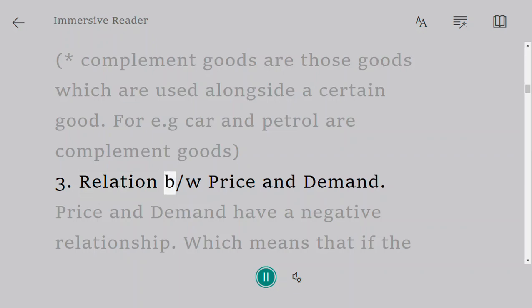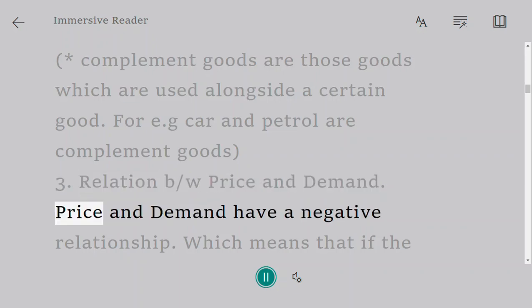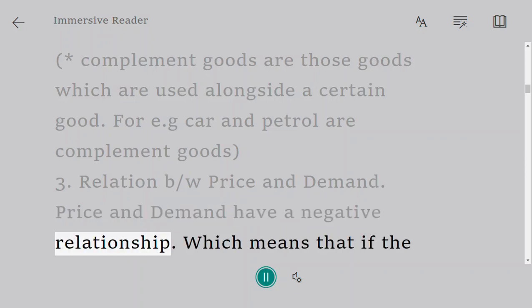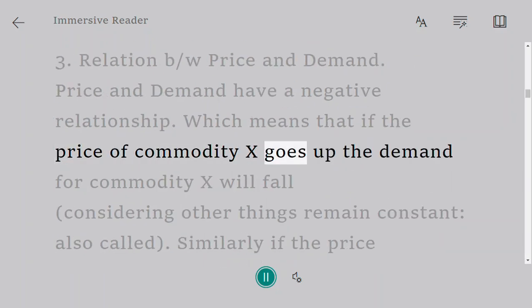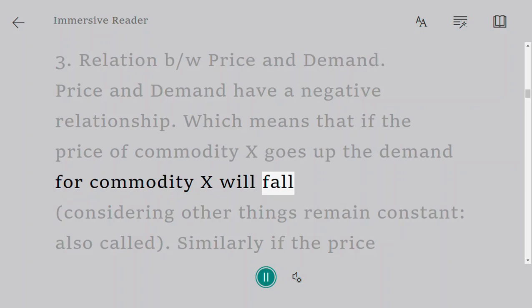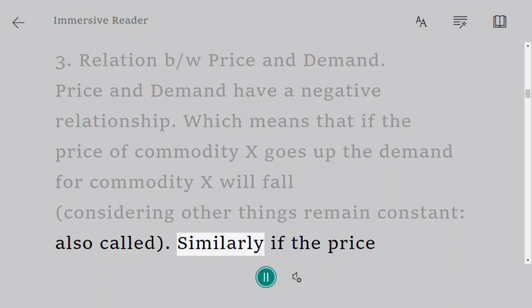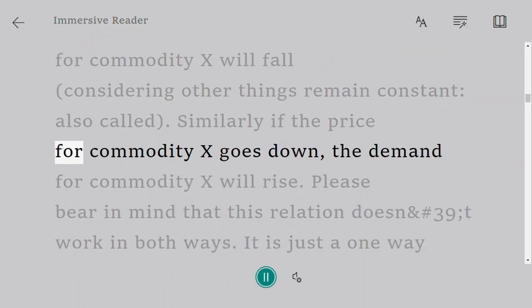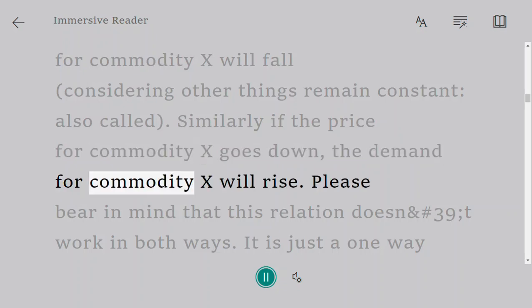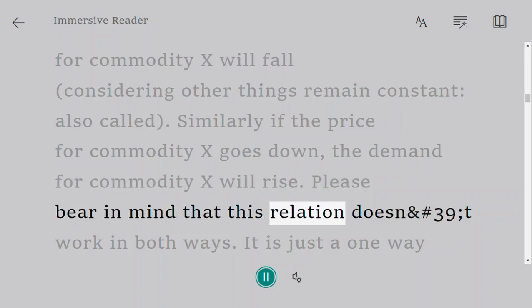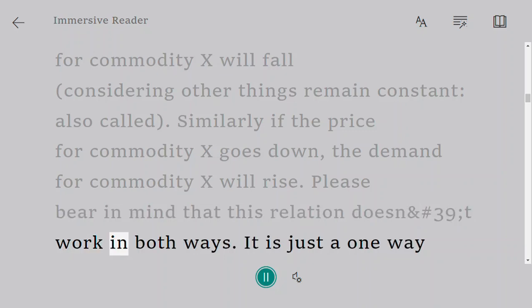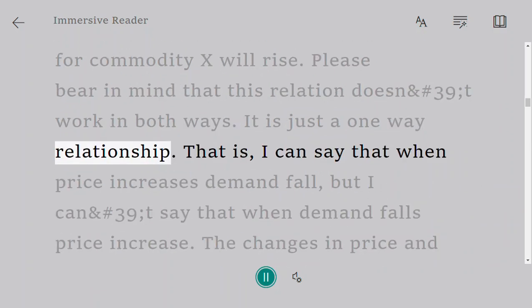3. Relation between price and demand. Price and demand have a negative relationship, which means that if the price of commodity X goes up, the demand for commodity X will fall, considering other things remain constant, also called ceteris paribus. Similarly, if the price for commodity X goes down, the demand for commodity X will rise. Please bear in mind that this relation doesn't work in both ways. It is just a one-way relationship.